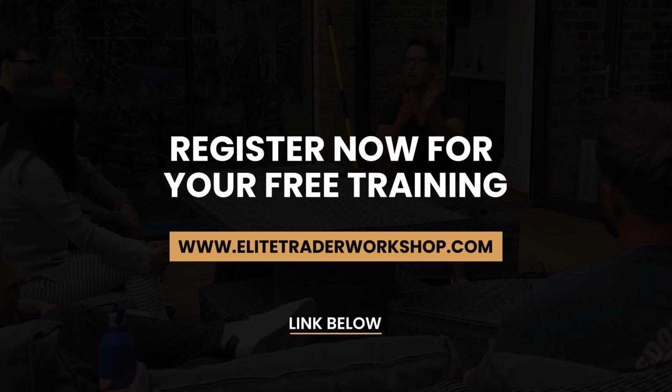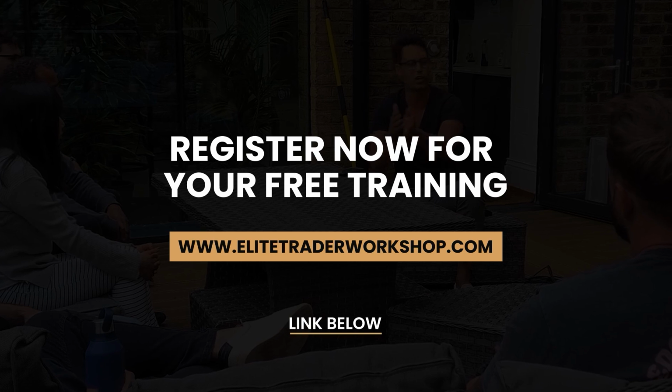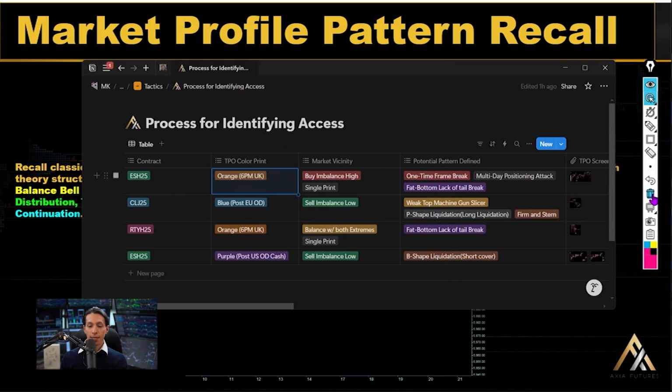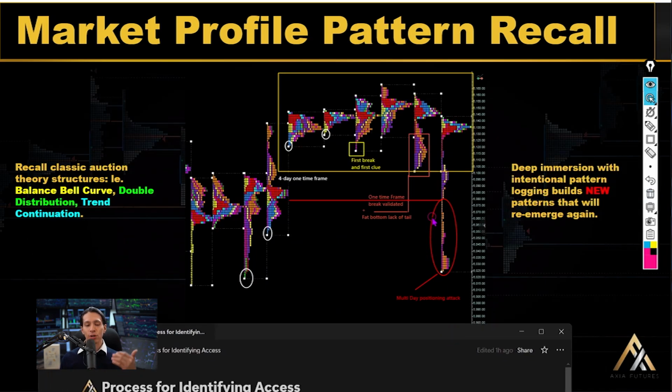You can see here I've got multi-day positioning attack, meaning the break of trend here is attacking this multi-chunk value, right? Showing an invalidation of that value, as you can see here, multi-day positioning attack. And lastly, that's all the patterns here on this one, to give you the next step of pattern layering and pattern recalling. So as you can see here, deep immersion with intentional pattern logging builds new patterns that will reemerge again.